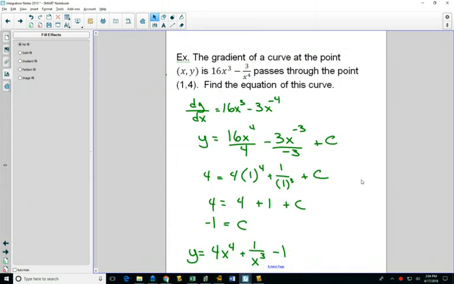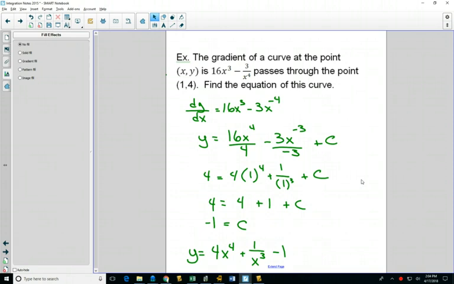C is equal to -1. So first you can integrate, then you get your plus c, and then since you know it passes through the point (1, 4), when x is 1, y is 4.